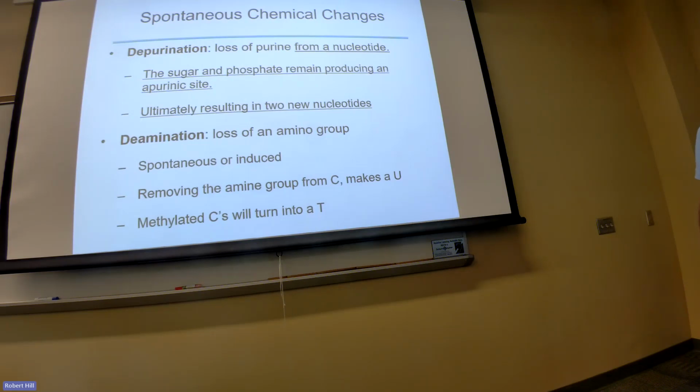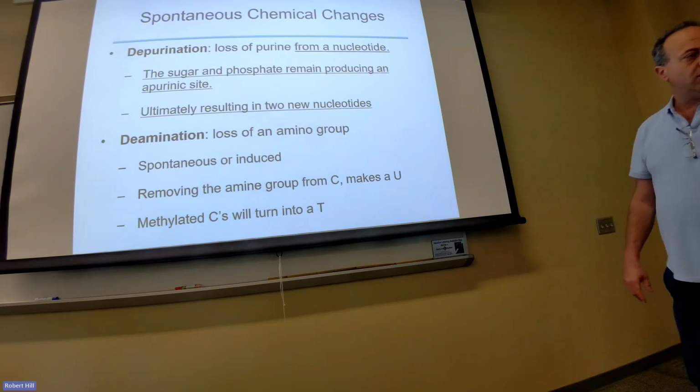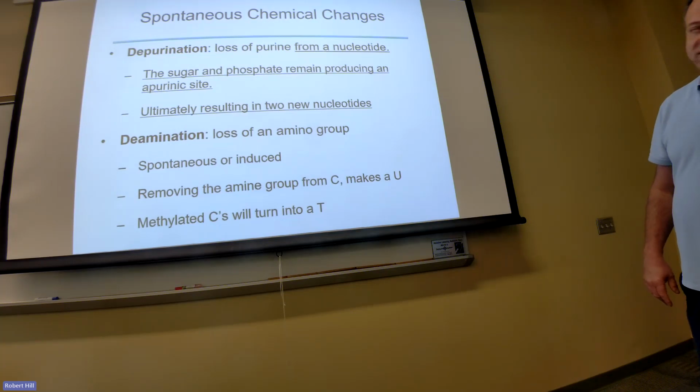Deamination is when an amine group is lost. This can occur spontaneously, or it can be induced by chemicals or ionizing radiation. This is a specific type of deamination that removes the amine group from Cs and turns them into uracils. There's also a version we'll see on the figure where you have a methylated C, and that can turn into a T.